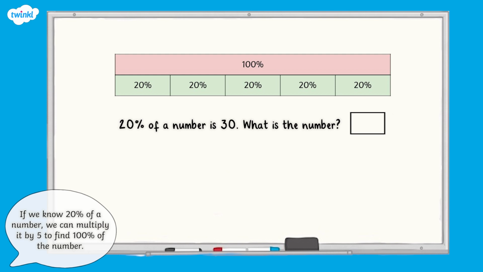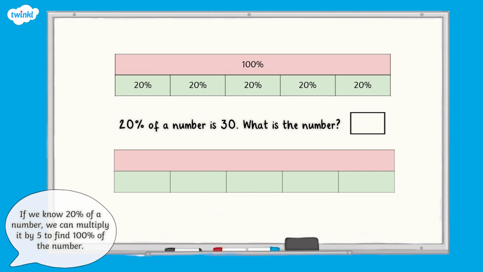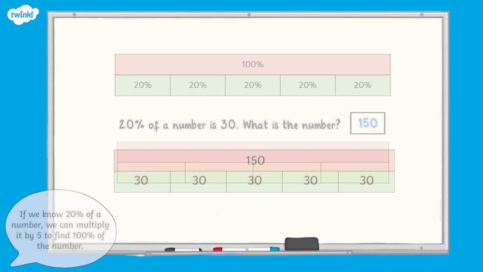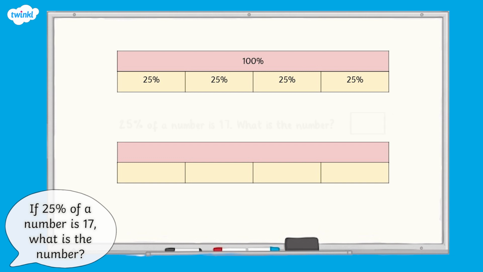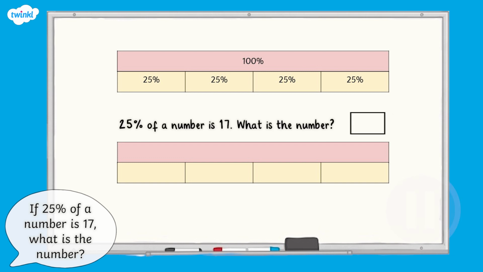20% of a number is 30. What is the number? 30 multiplied by 5 equals 150. So the number is 150. Use this bar model to help you answer the question, 25% of a number is 17, what is the number? Well, if 25% equals 17, then 100% equals 17 multiplied by 4, which is 68.